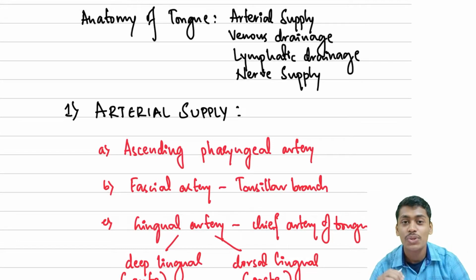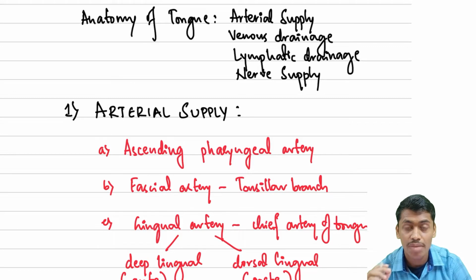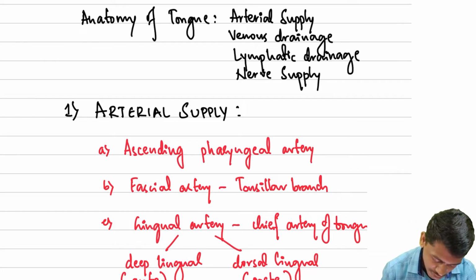So in this video we are going to look at the arterial supply, venous drainage, lymphatic drainage as well as the nerve supply of the tongue. If you haven't watched our previous videos on the anatomy of the tongue, that is the introduction, the dorsal and the ventrum of the tongue, as well as the video on the muscles of the tongue, please make sure to watch them, and it gets easier if you watch those videos. So we'll begin with the arterial supply of the tongue.